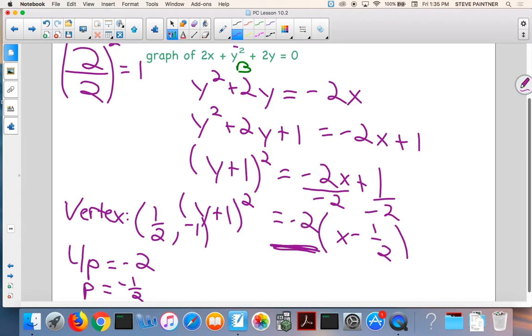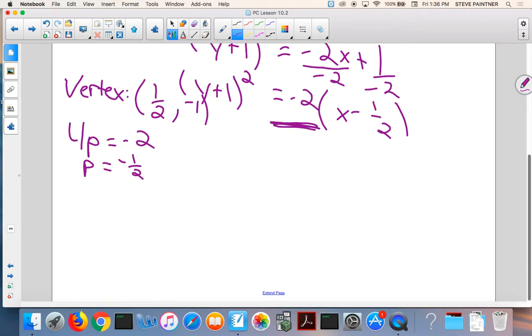Okay, we have a vertex, we have a p value, we have a general equation. We can graph this thing. Let's go down here, let's do a little sketch. I've got a vertex at 1 half, negative 1. Let's say that's 1 half right there. It's negative 1. There's my vertex. Can you place my focus? Where at? 0, negative 1. You're saying it's right here?